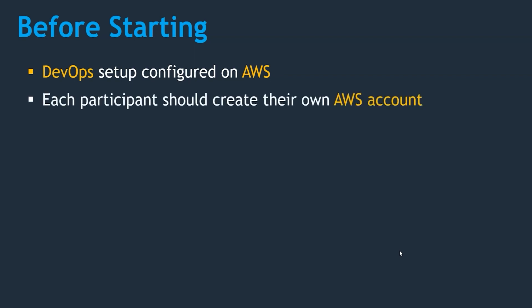Before starting your journey with me, I would like to highlight a few points. All these DevOps tools are set up and configured on AWS cloud. So you should have some AWS knowledge. If you already have AWS skills, well and good. If you don't know, don't worry. I'm going to teach whatever is required for this course. Each participant should create their own AWS account. In this course, I'm going to show you how you can create a free tier AWS account. That is where we are going to set up our DevOps environment.